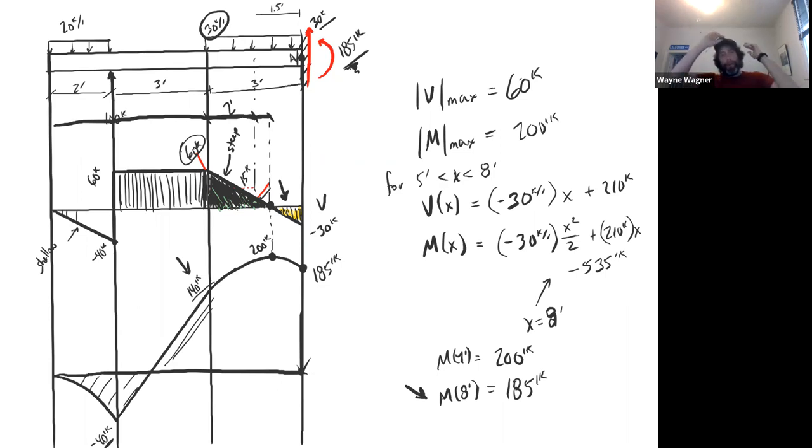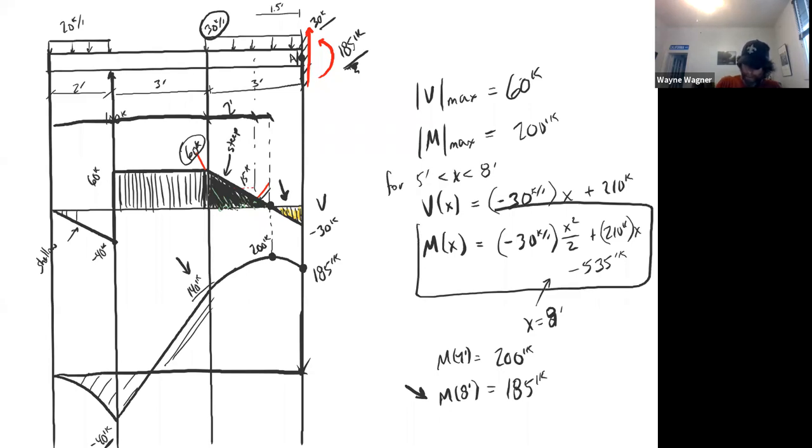If you just had this moment equation right here, and you didn't have this shear equation, or let's imagine you didn't know where this thing happened. If you're like, I don't know where this happens, I just want to know where the max is. Do you remember how to get the max of a parabola? So this is a parabola. Do you remember how to get the max of a parabola from calculus?